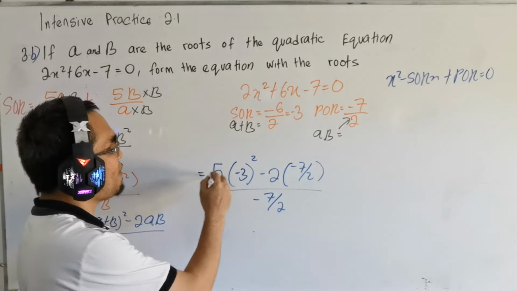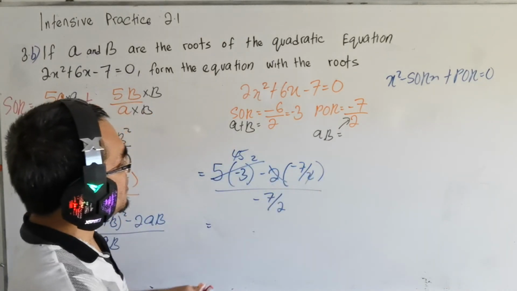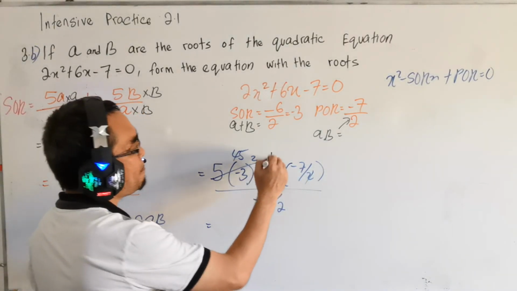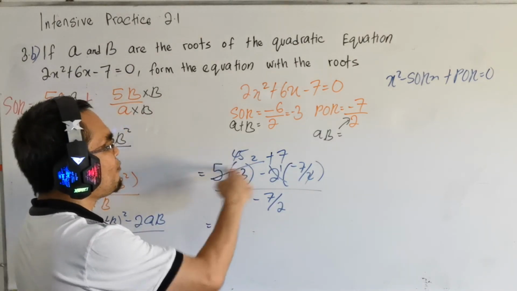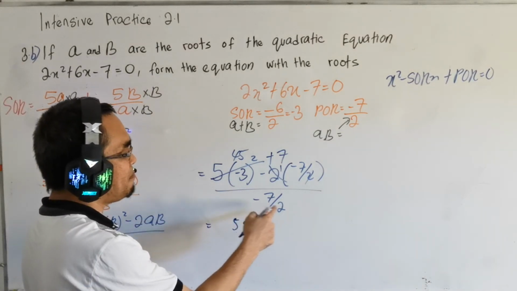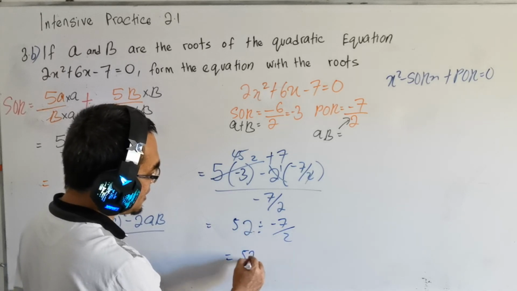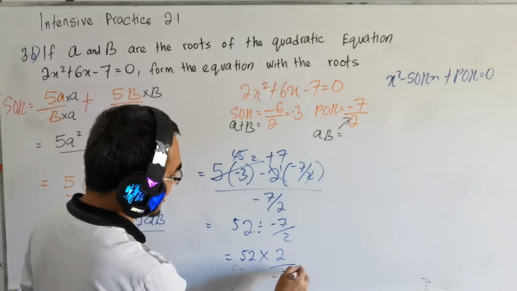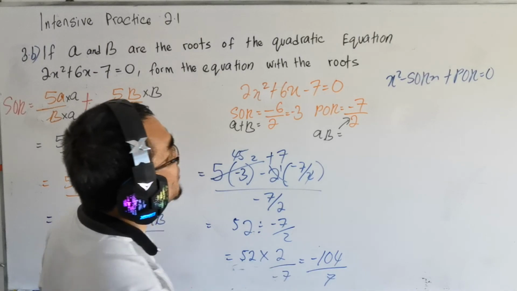9 times 5, 45. I just cut. And then 2 and 2 you can cut also. It becomes negative 1. Negative 1 times negative 7 will be plus 7. And then 45 plus 7 will be 52 divided by negative 7 over 2. Divided, I change to multiplication, 2 over negative 7. So we have negative 104 over 7.